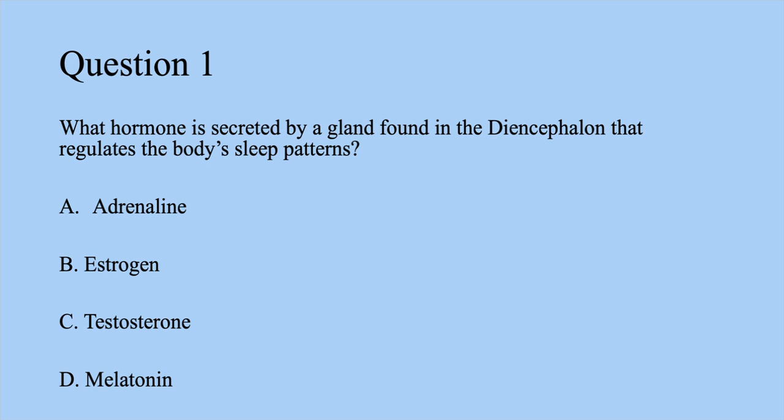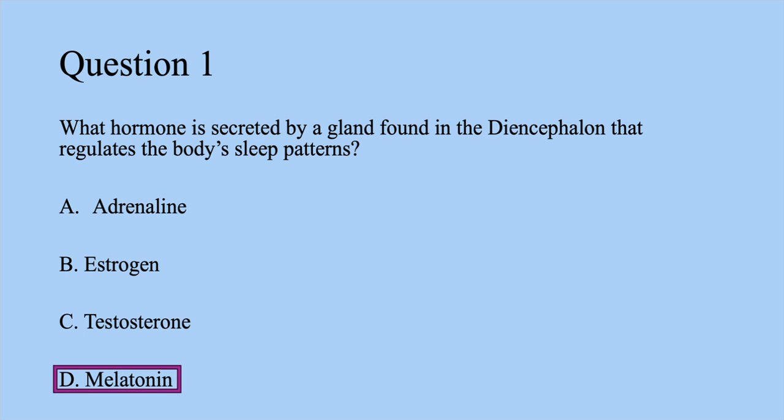So, question time. What hormone is secreted by a gland found in the diencephalon that regulates the body's sleep patterns? I'll give you 5 seconds to answer. If you said melatonin, you are correct. So, as we discussed earlier, the gland found in the diencephalon is the pineal gland, which produces melatonin to regulate the body's sleep patterns. So, the first three choices are adrenaline, estrogen, and testosterone.